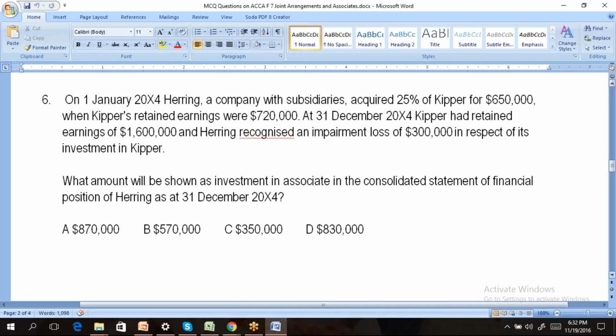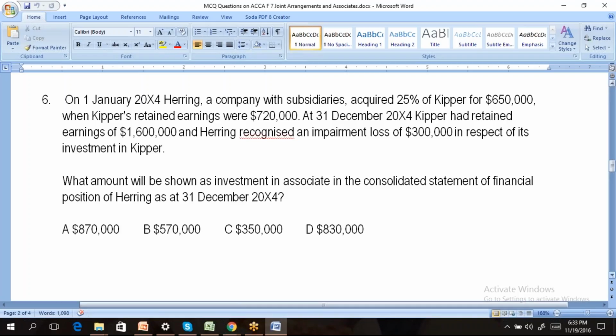The cost of the investment, 25%, times 650. No, that is not 25% of 650, because they say they acquired 25% for 650. So 25% is worth 650. So you don't need to do anything. You just have to take the 650 as the original cost of the investment.